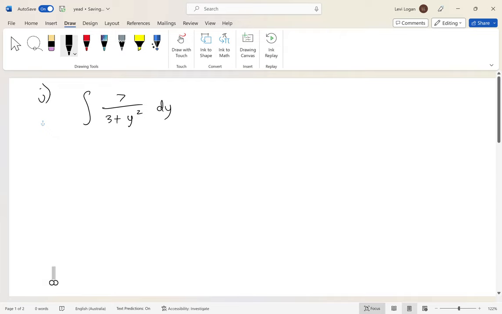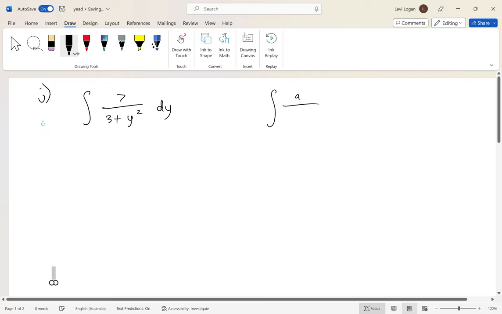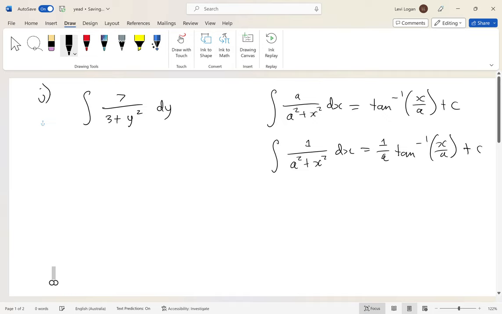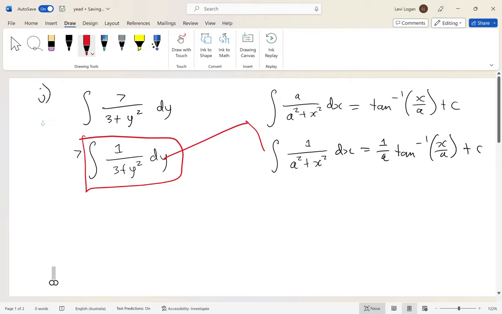Alright, so this one is obviously a tan integral, so recall the integral of 1 over a squared plus x squared dx is equal to 1 over a tan inverse of x over a plus c. Alright, so basically to make this look similar, we just got to take the 7 out the front. We can do that. So 1 over 3 plus y squared dy. Alright, now this has the form of this one.